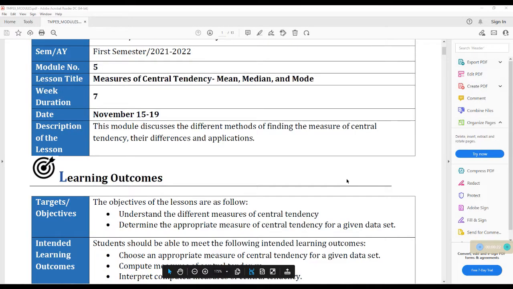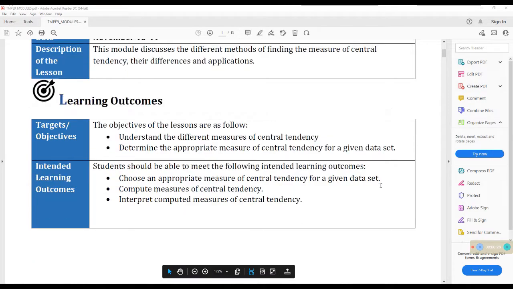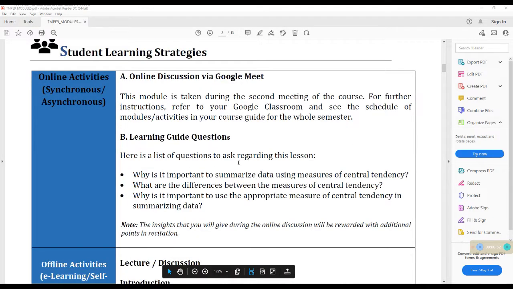So let's start. In your module, you will find there the learning outcomes. So please read this part on your own. And we are going to proceed now with the learning guide questions. So please take note of the 3 learning guide questions that we have here because these might be included in the recitation. This is the first question.